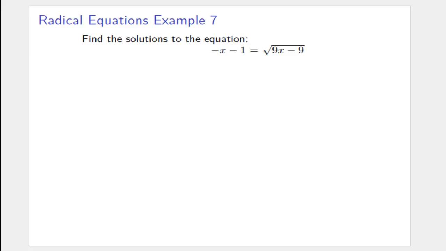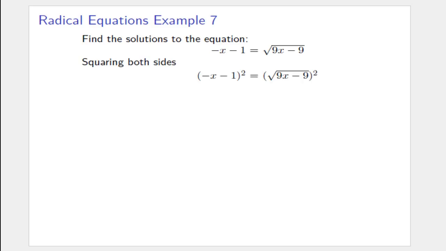In this example, we want to find solutions to the radical equation negative x minus 1 equals the square root of 9x minus 9. Like before, because we have a square root involved, we want to square that square root to undo it. So we start by squaring both sides.